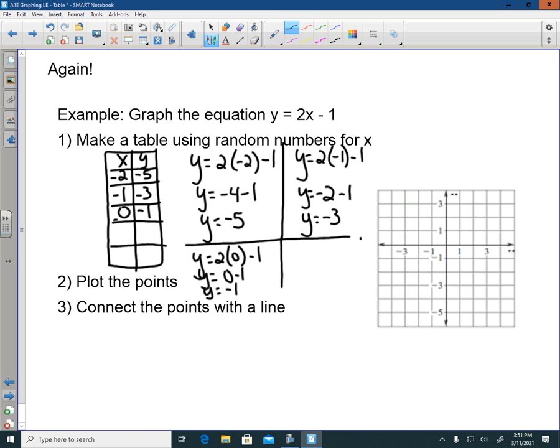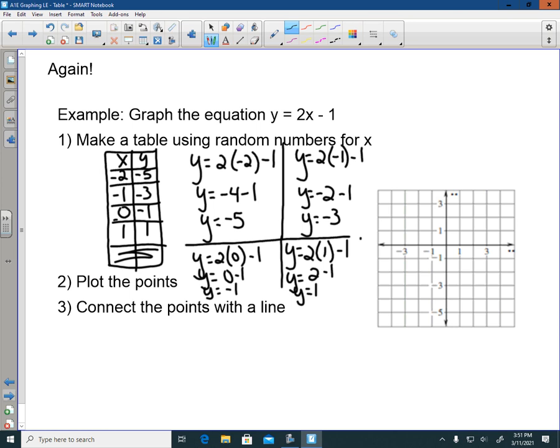Let's just do one more. Let's choose 1. We won't worry about this one because we don't want this video to go on forever and ever and ever, do we? Y equals 2 times 1 minus 1 this time. So y equals 2 times 1, which is 2 minus 1. And 2 minus 1 is 1. And so when x is 1, y is 1.